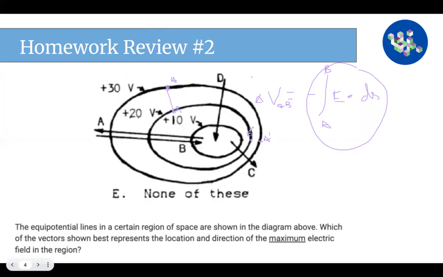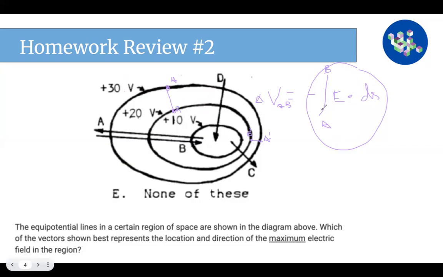I know that this potential difference between these two lines is always 10 volts, because I'm given that this line has 30 volts and this one is 20 volts. So from A to B and from A prime to B prime, the change in voltage is always 10 volts. If I know that, then how do I find the electric field?